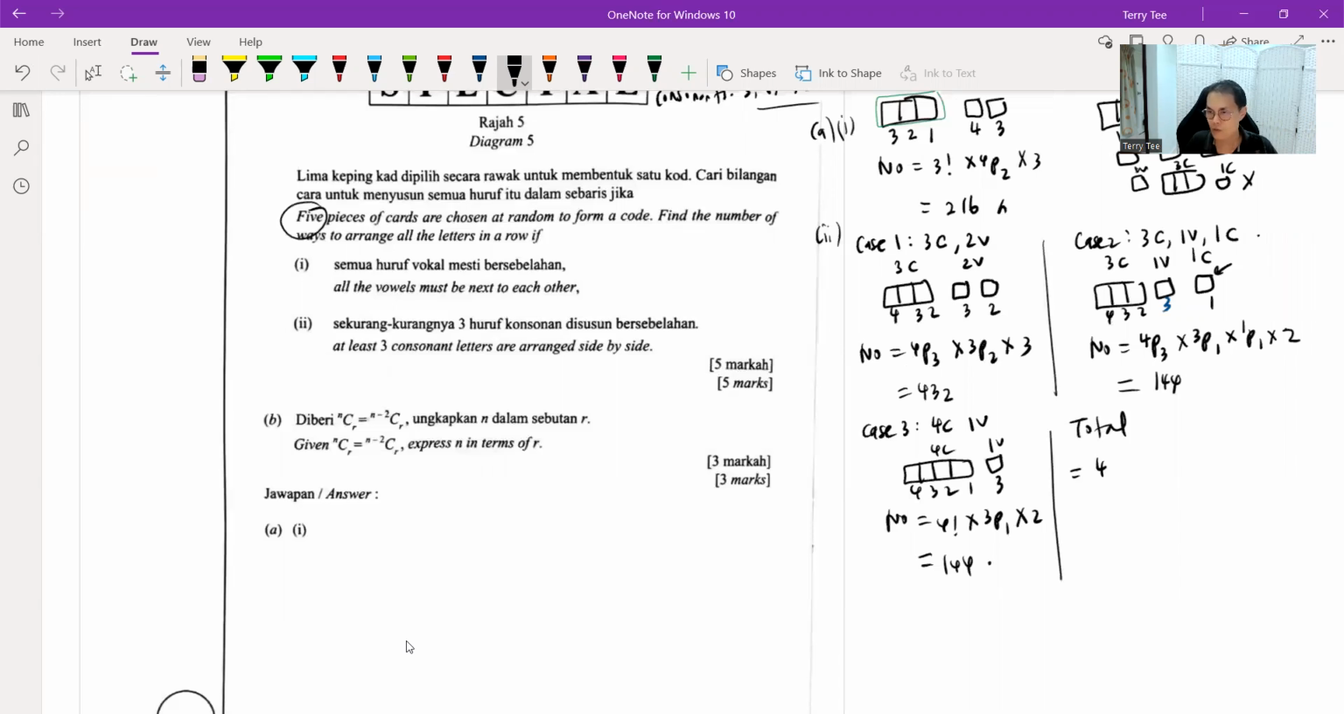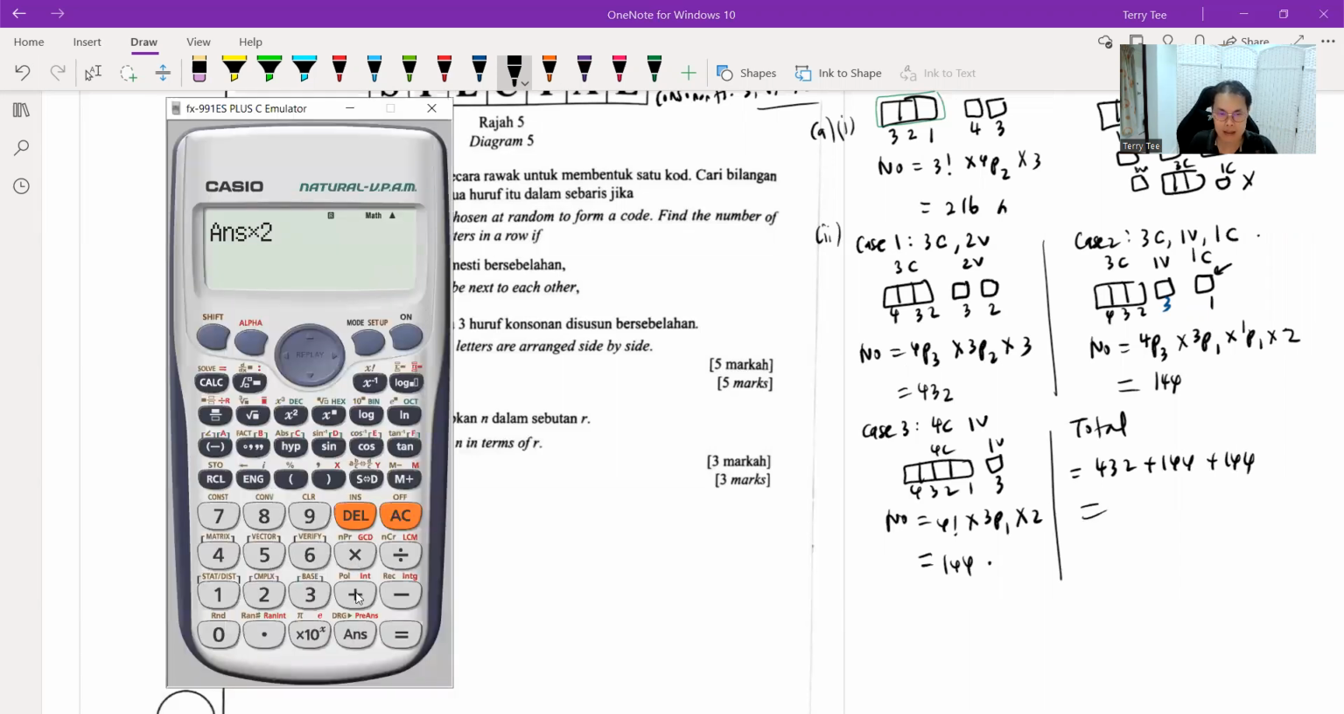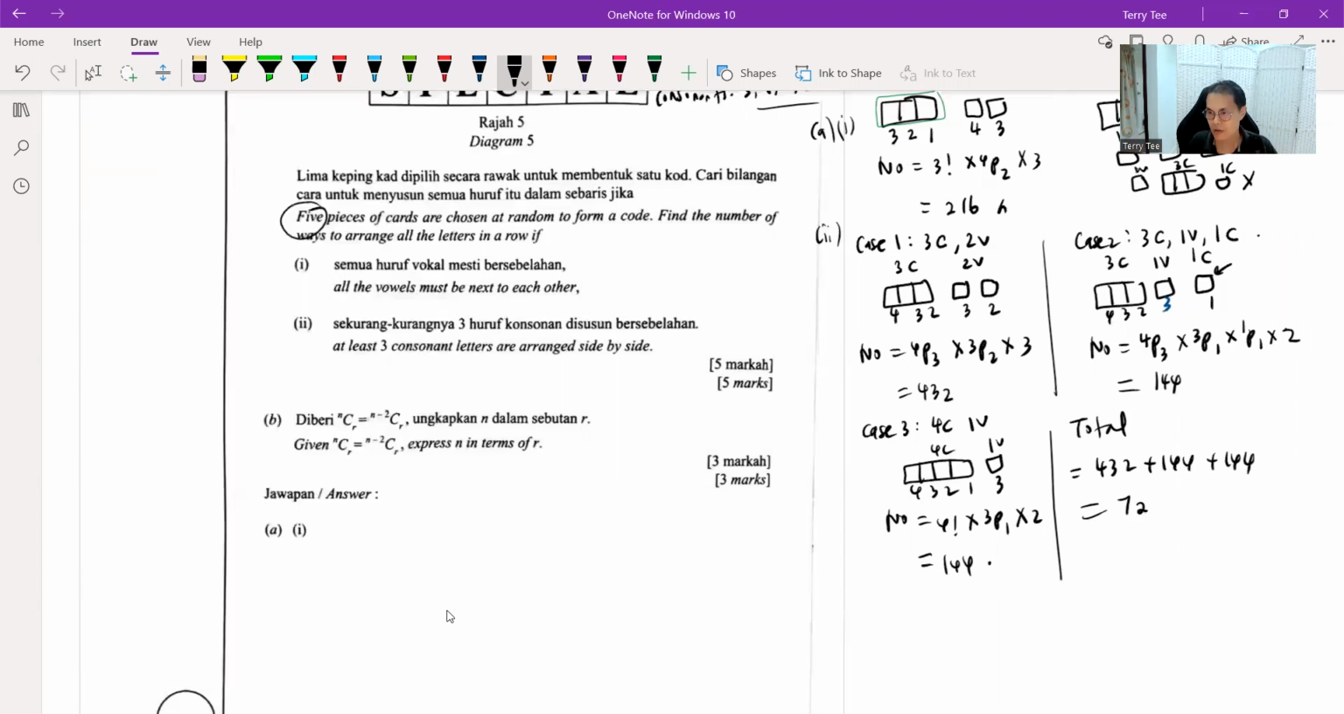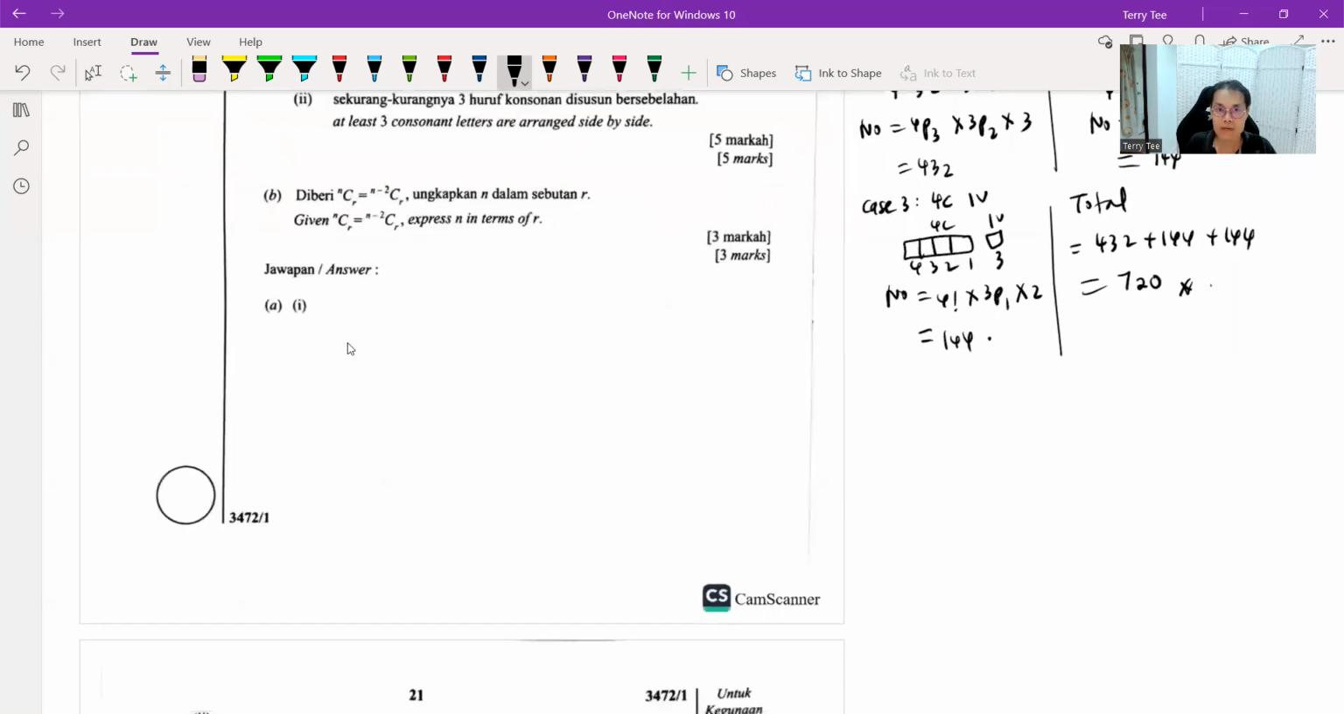My total is 432 plus 144 plus 144. Let's count. It's basically 144 times 2 plus 432, which is 720. All right. Oh, we are still not done. This is just the first part, for permutation. For combination, we have the nCr formula.